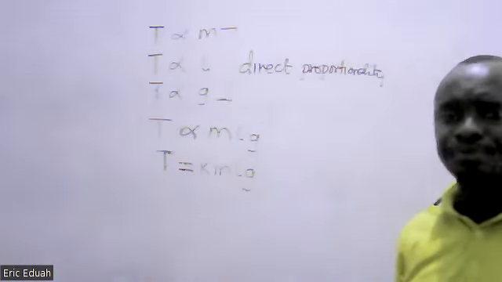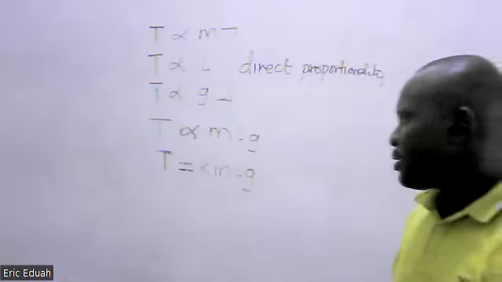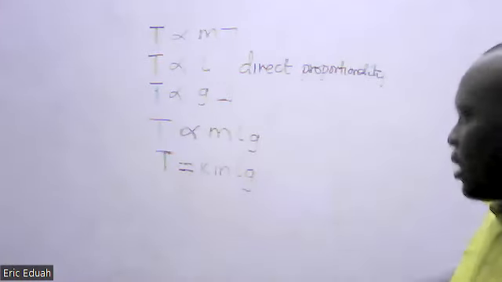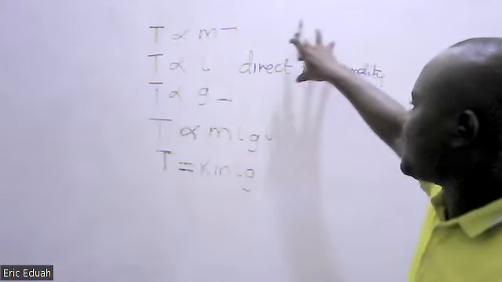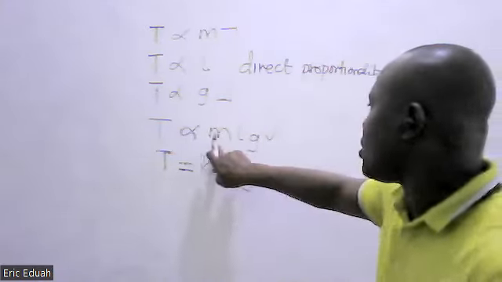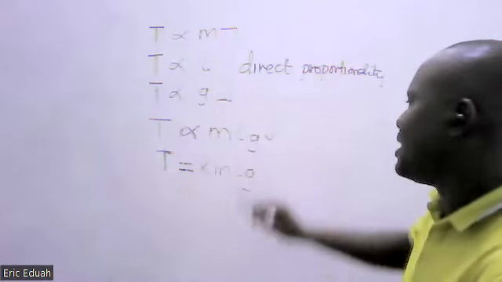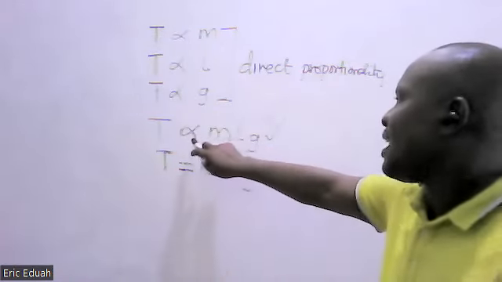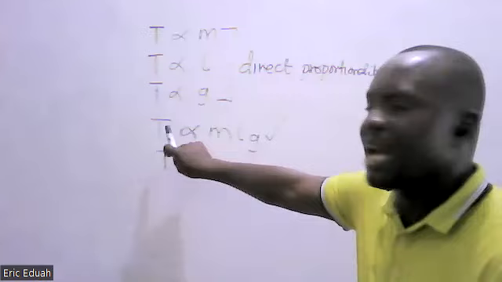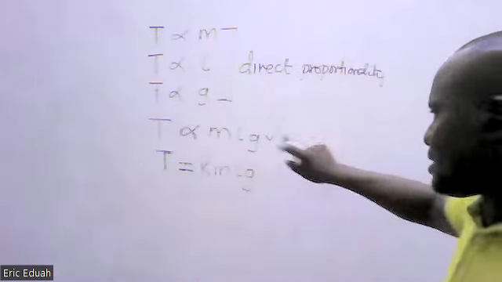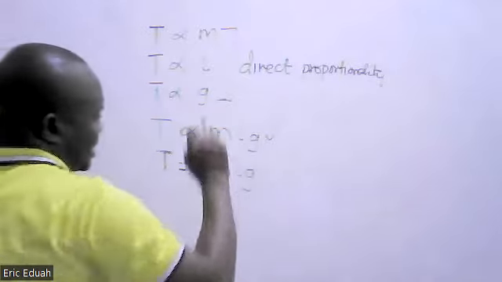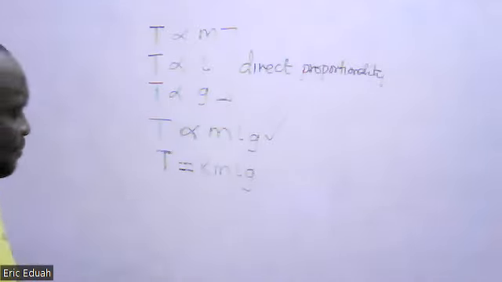Please, I don't understand the part that started with a k. This explains that all the three variables, mass, length, and gravity, depend directly on the period. Hence this direct proportionality sign.